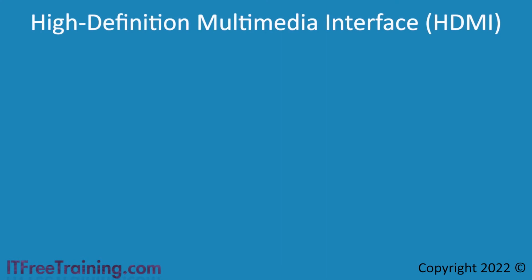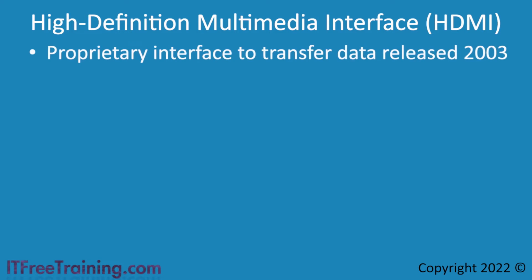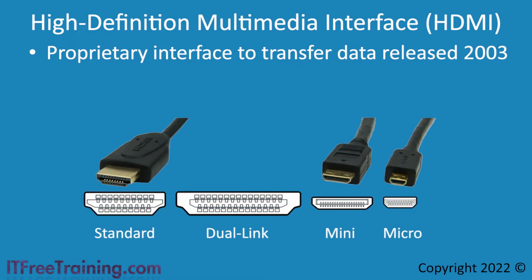High Definition Multimedia Interface, or HDMI, is a proprietary interface used to transfer data, first published in 2003. HDMI uses 4 different types of connectors. The standard connector has 19 pins and is the most commonly used connector. You will find this used on most products.